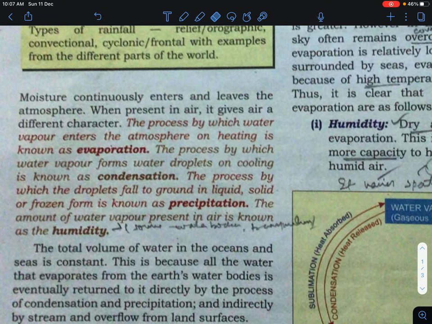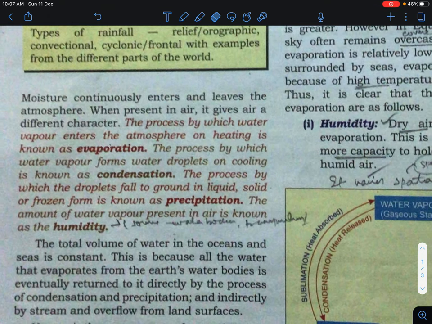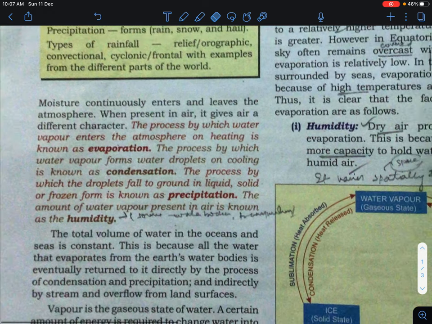First one is about humidity. The moisture that continuously enters and leaves the atmosphere, when present in the air, gives air a different character. It is talking about the moisture that is present in the air, which enters and leaves the atmosphere.